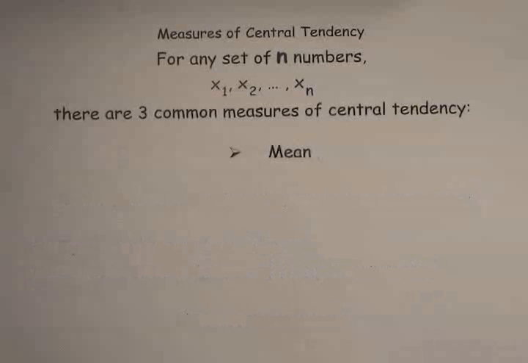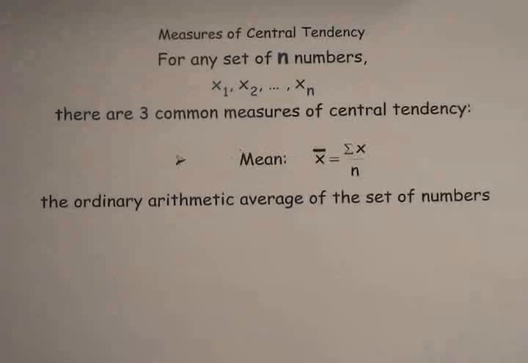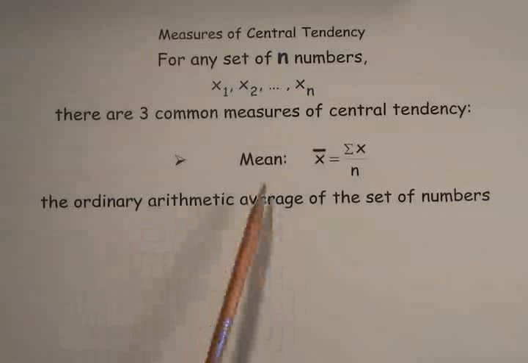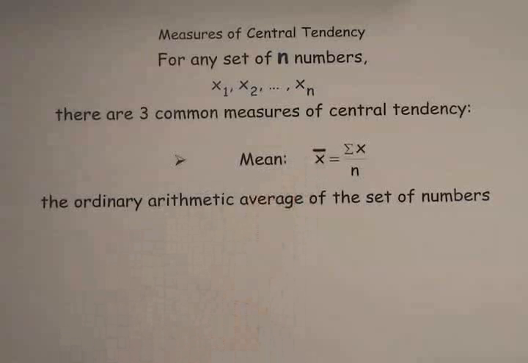The third common measure of central tendency is called the mean. And the mean is simply the ordinary arithmetic average of the set of numbers, the same average you've known how to compute for years. For a lot of mathematical and statistical reasons we're not going to go into, the mean is much more common than the other two measures of central tendency. And so we're going to create some notation for that. We're going to use the symbol x bar, x with a horizontal line above it, to stand for the mean.